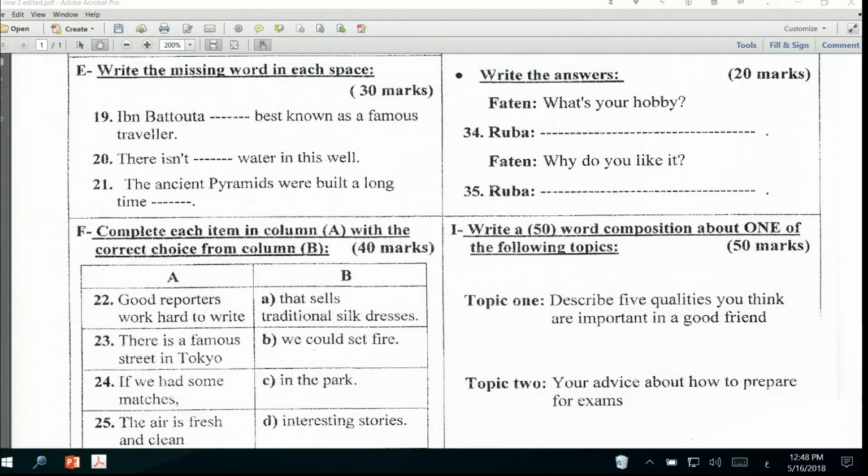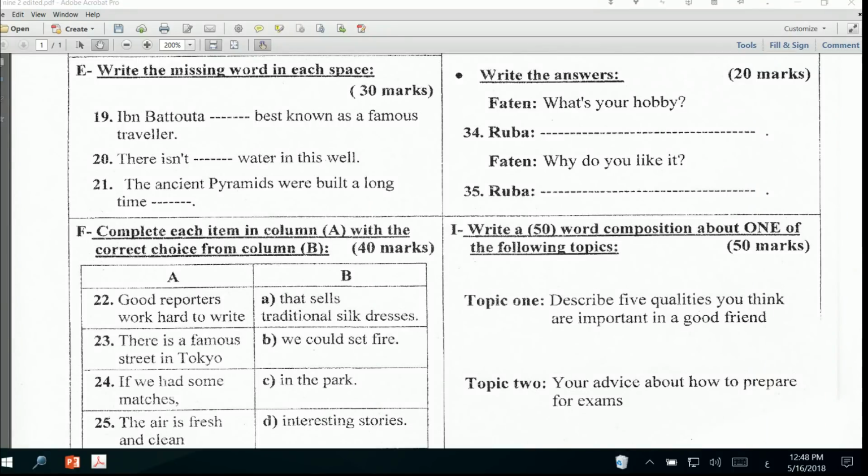The student needs to write a clause, subject and verb, or he can say, "My hobby is football." So football alone is not a full answer. Why do you like it? Here we have to answer with a reason. And why do you like it?